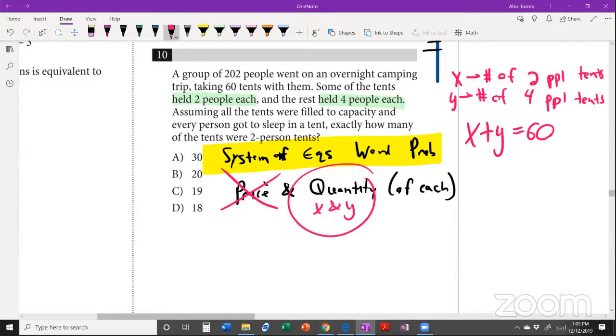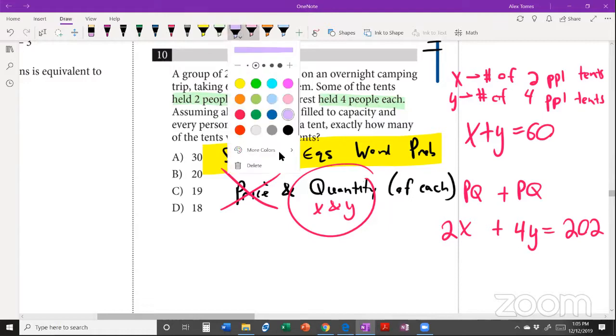Also, we have our price times quantity statement, which is almost the same thing we do every time. So we have some tents that have 2 people, and there are X of those. So that's your price and your quantity. There are some tents that have 4. So the number that comes along with each is 4, like the price. And the quantity of those is Y. So 2X plus 4Y is the total number of people, which is 202.